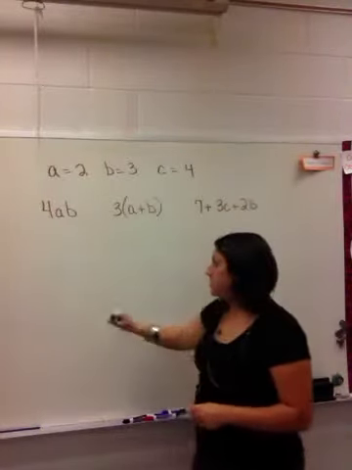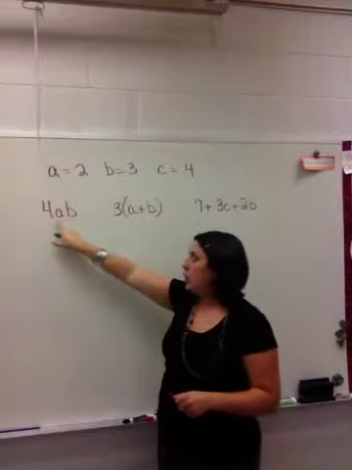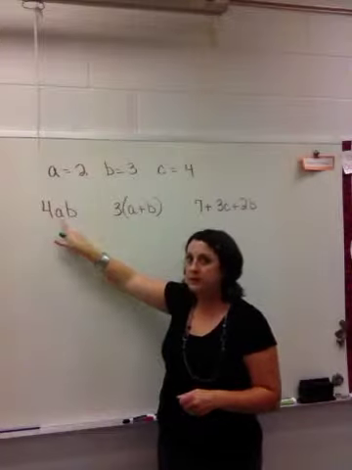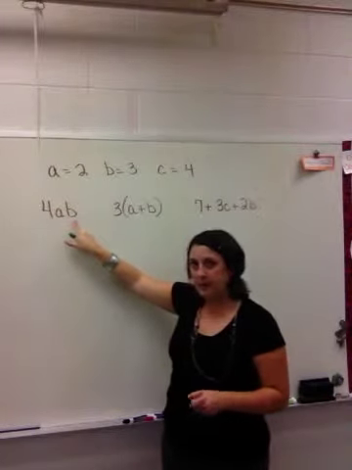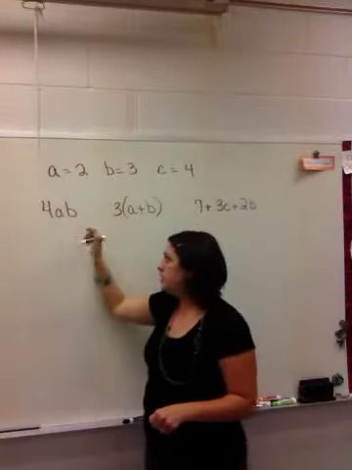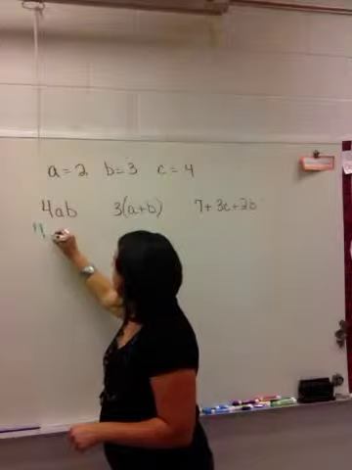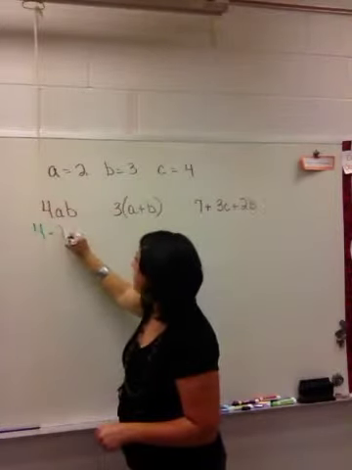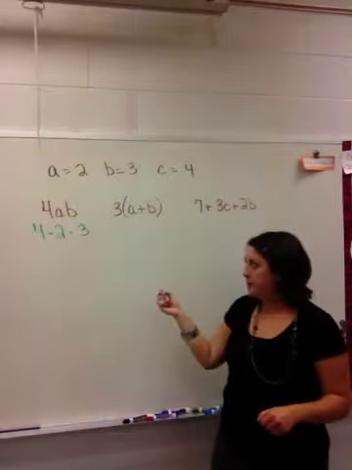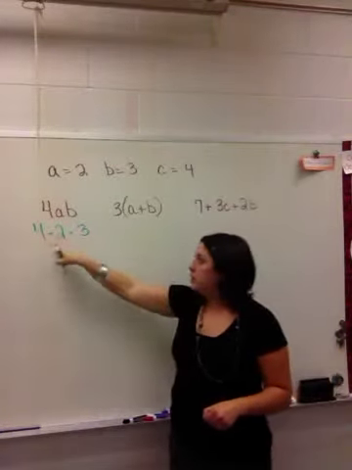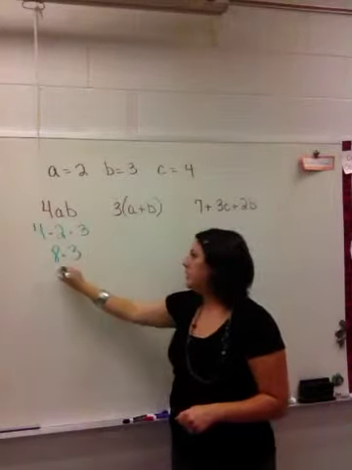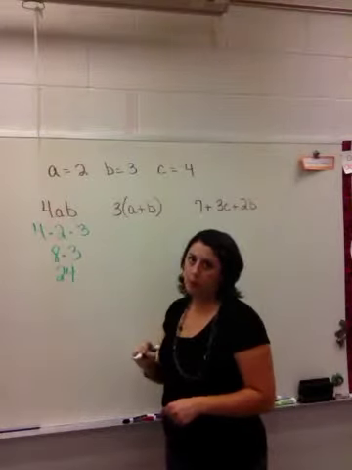So let's take a look at this. Let's say I have 4ab. Well, what we know from translating expressions is that that means 4 times the value of a times the value of b. So what I'm going to do first is substitute in my numbers for those variables. So I'm going to say 4 times the value of a times the value of b, and what I have here is 4 times 2 times 3. 4 times 2 is 8, times 3 is going to give me a total value of 24.